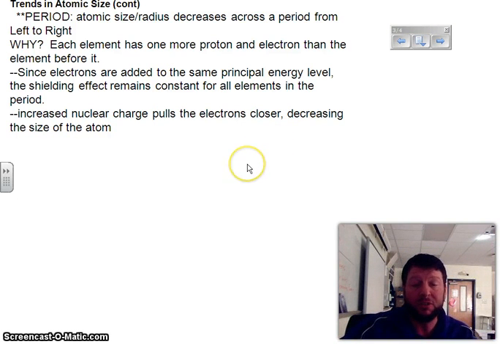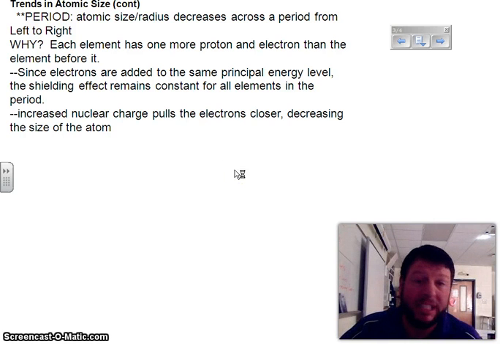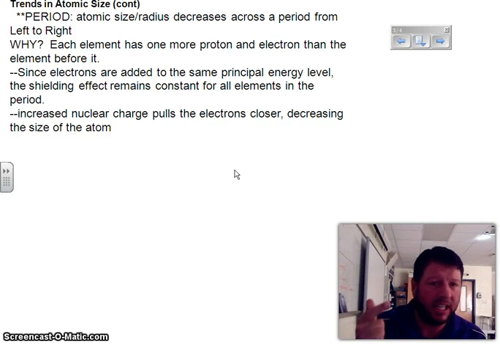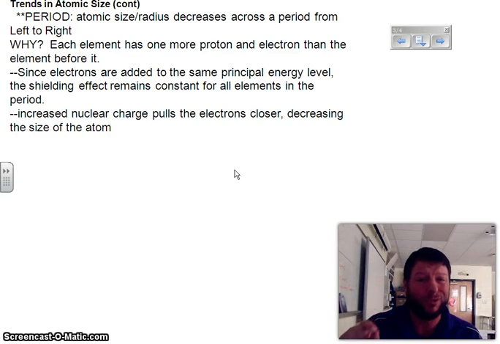Increased nuclear charge pulls the electrons closer, decreasing the size of the atom. What that means is that as you go from left to right, yes, you're adding another electron, and yes, you're adding another proton. But all of those are going into the same energy level that already exists. Therefore, the shielding effect remains constant.